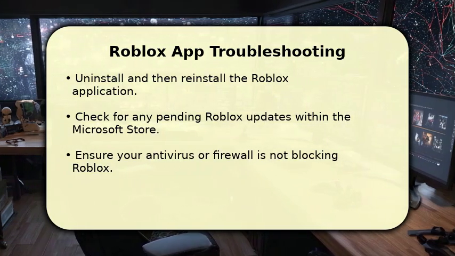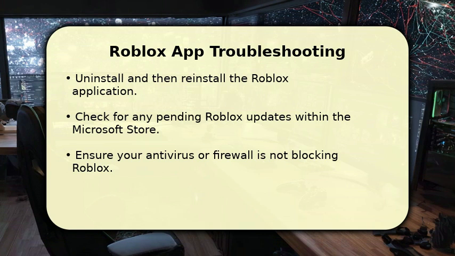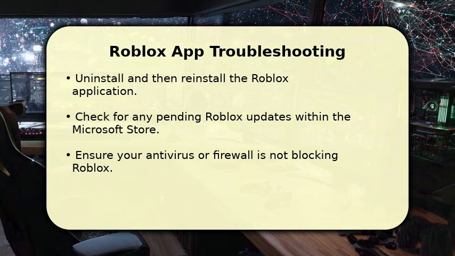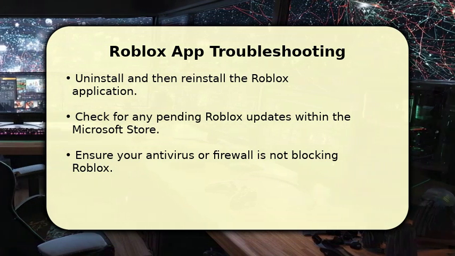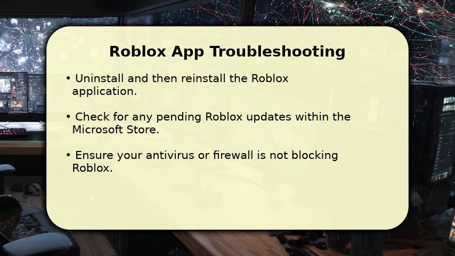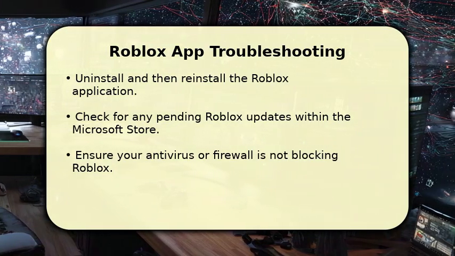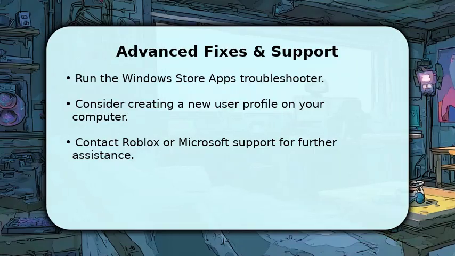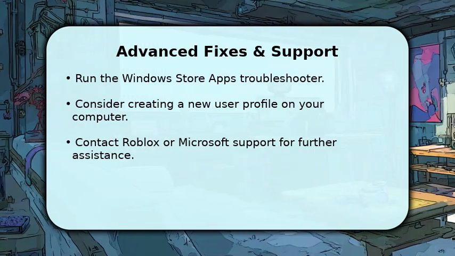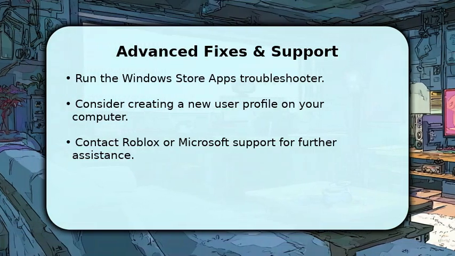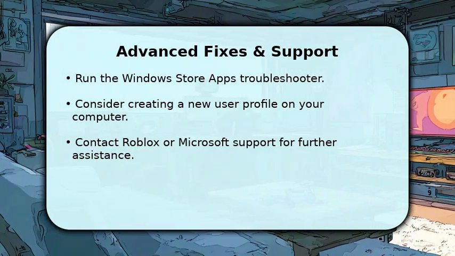Lastly, temporarily disable your antivirus or firewall to see if it's blocking the update, as security software can sometimes interfere with game installations. These steps focus on the game itself. For more persistent issues, try running the built-in Windows Store Apps Troubleshooter, which can automatically detect and fix many problems.